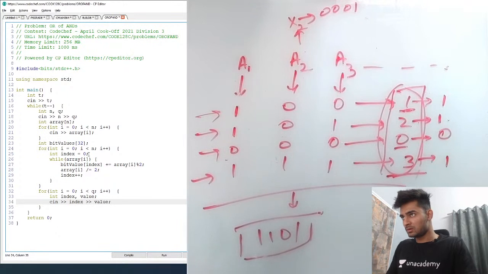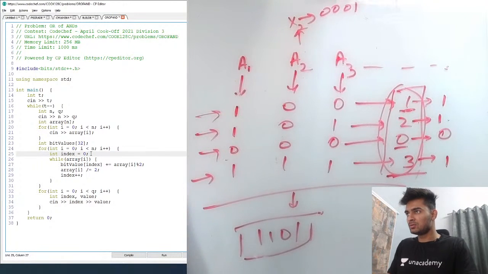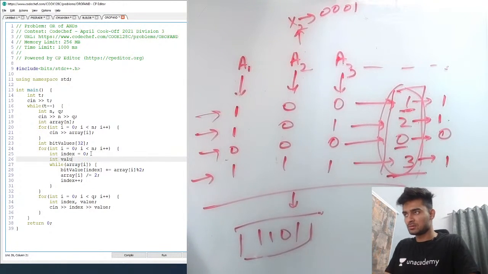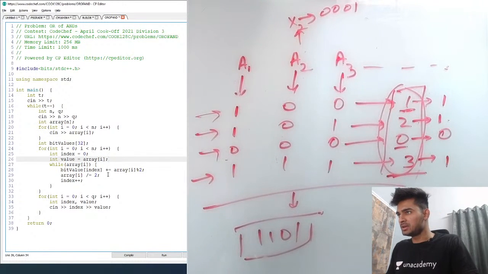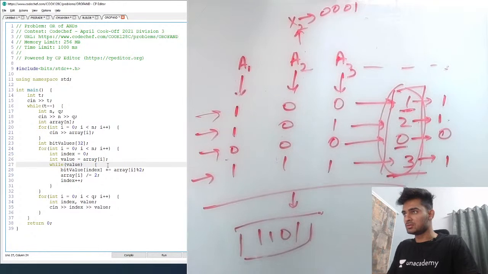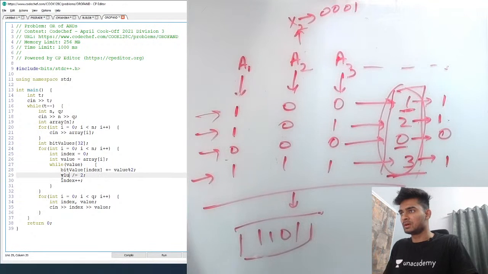Okay, now we'll also have a value here, and this is going to be equal to array I, because in this while loop we are actually removing this array I. So instead of doing this, we can just use value here so that we can maintain the value of array I later on. Okay, so this also becomes value.